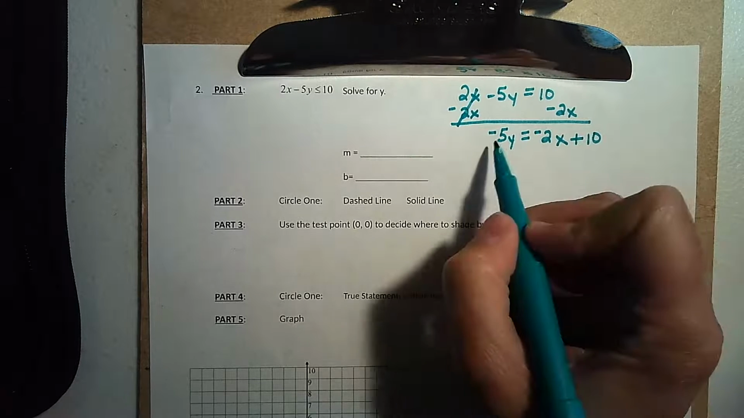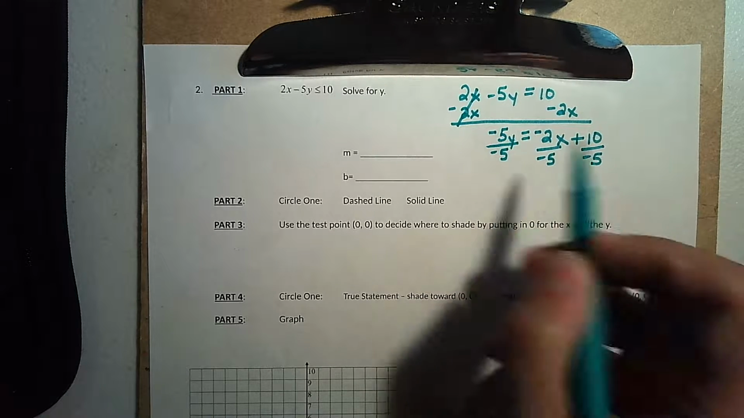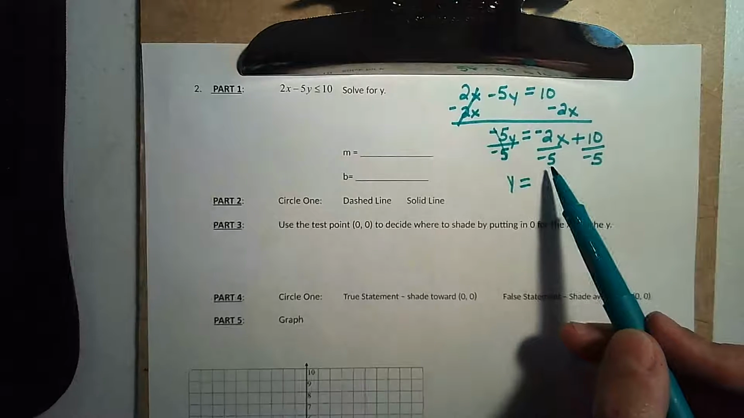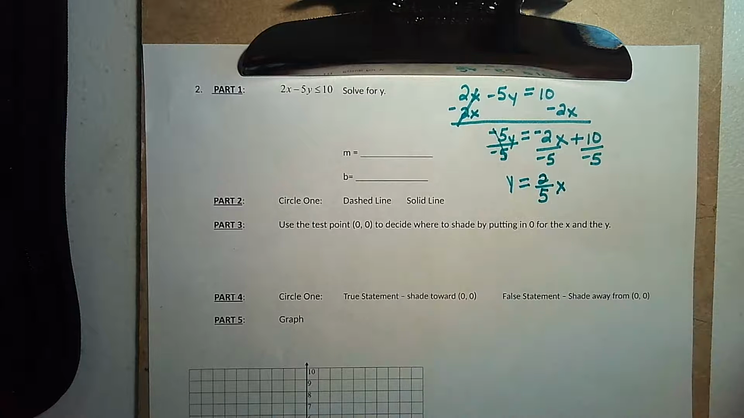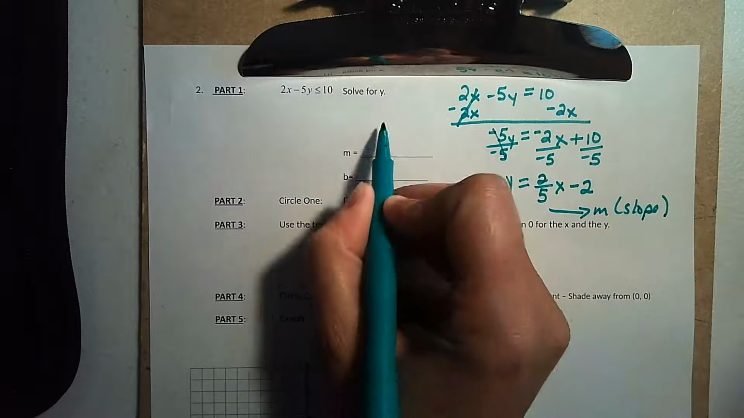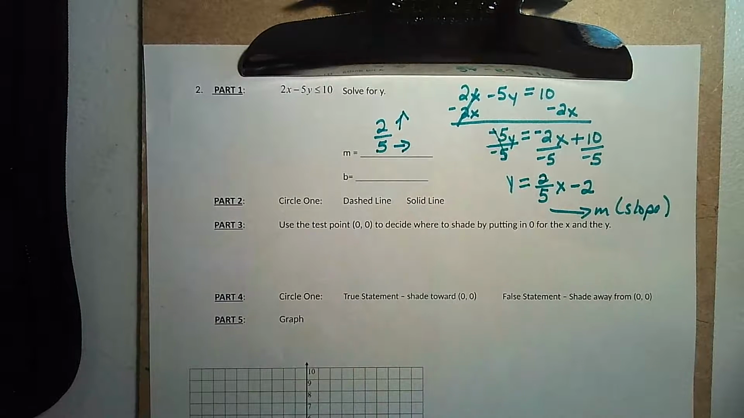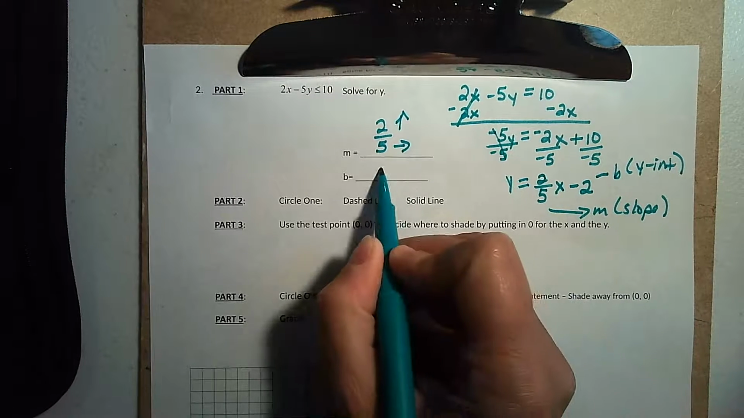I want the y all by itself, so divide by negative 5, divide by negative 5, divide by negative 5. Y equals, and then I have a negative divided by a negative, which is a positive, 2 over 5x. And then 10 divided by negative 5 is negative 2. So again, here is my m, which is the slope, 2 over 5, which will mean up 2 to the right 5. Negative 2 is my b, which is the y-intercept, and that is negative 2.